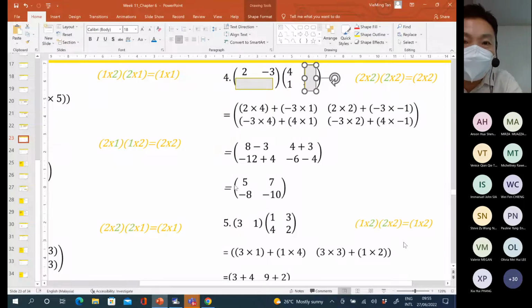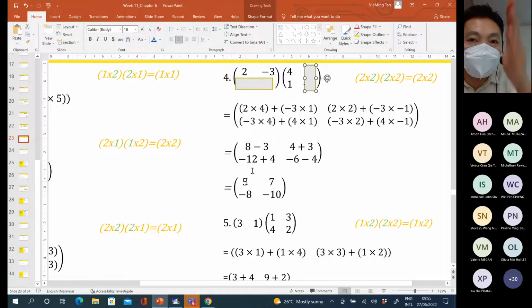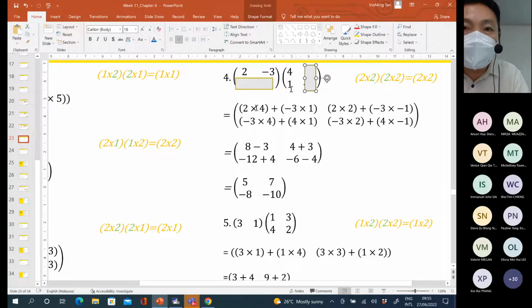So now our target is we want to get a 5. This value is at the location of row number 1, column number 1. So we need this row of value plus this column of numbers. Okay, so let's try to check how to get 5. So it's 2 multiplied 4 plus negative 3 multiplied 1. So you simplify, it's 8 minus 3, you'll get 5 positive.